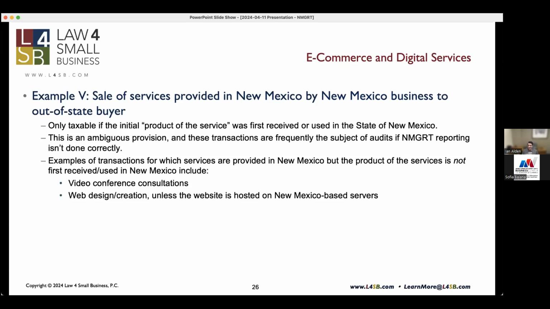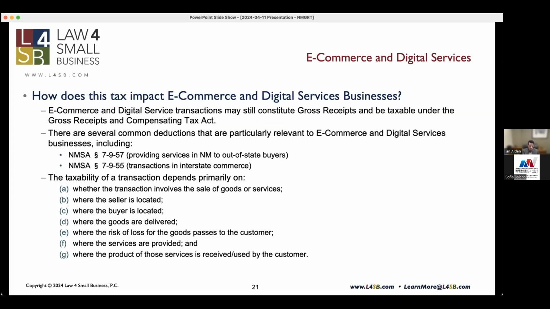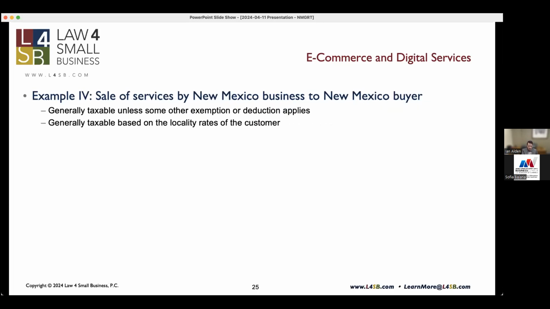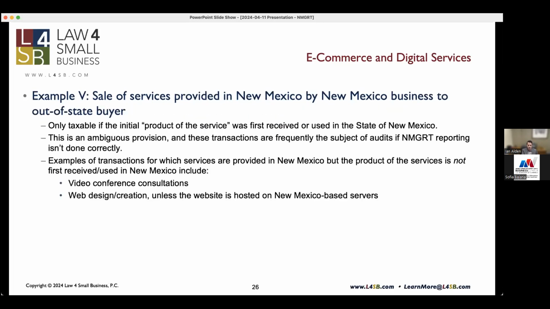But it's deductible, meaning I have to report that income and then I'm going to claim this other deduction here, 7-9-57, providing services in New Mexico to out-of-state buyers. So I have to report that income on my gross receipts tax returns, and I'm going to claim that deduction. So that's the long and short of it on services to out-of-state buyers.